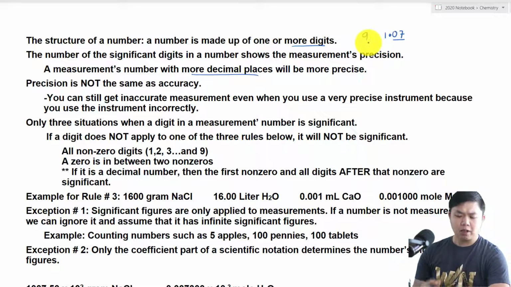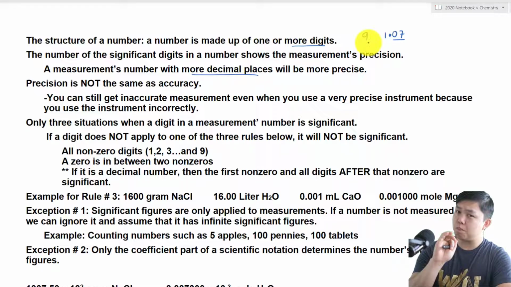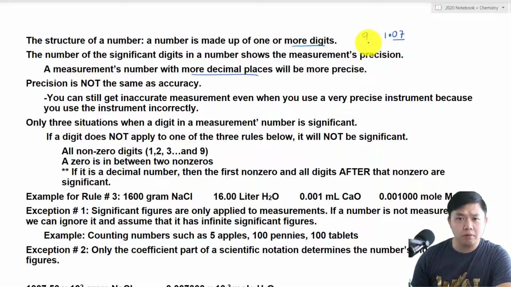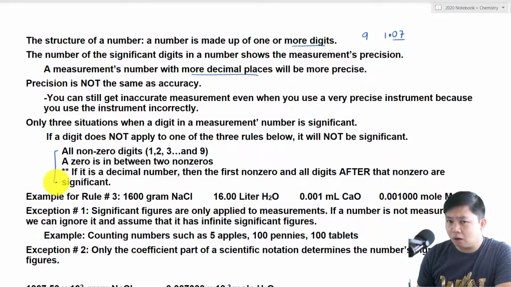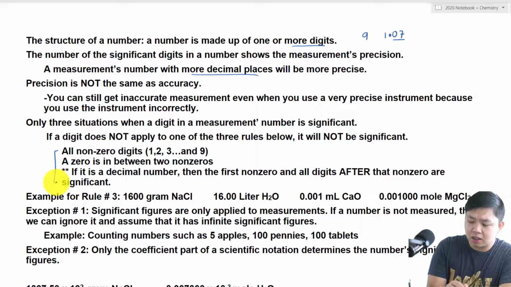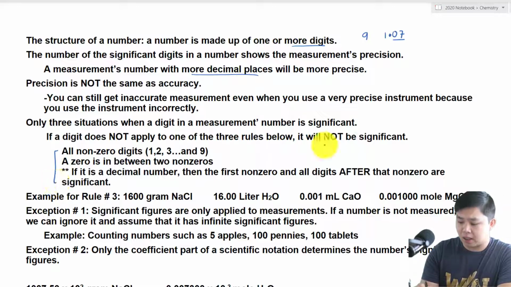Okay, so let's go back to the idea of significant digits. All you need to do is memorize 3 important rules. Basically, these 3 situations are the only times when a digit in a number is significant. Notice how we have the name significant figures or digits. We are looking at one digit at a time. So the first thing we have to look at is the 3 rules. And if a digit does not follow one of the 3 rules, it will not be significant.